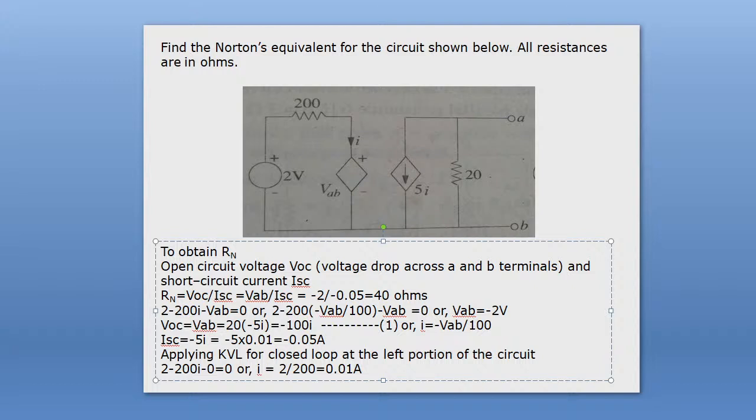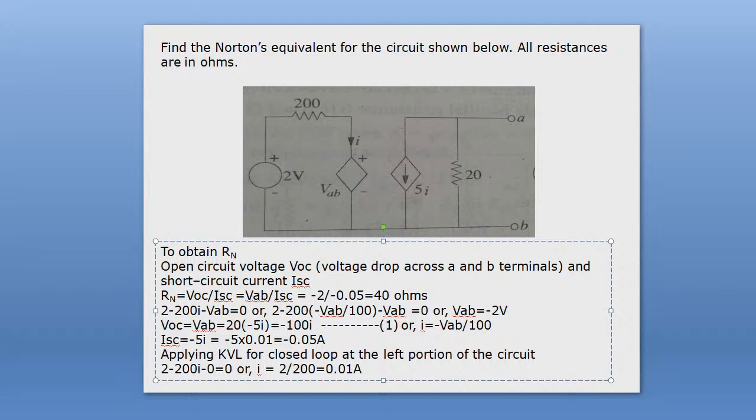Now, if you have any doubt or confusion to solve problems using Norton's theorem, Thevenin's theorem, superposition theorem, maximum power transfer theorem, KCL, KVL, nodal analysis, mesh analysis, if anyone has any confusion or difficulty to understand those theorems or laws, whatever we have covered so far, please let me know or write in your chat box.